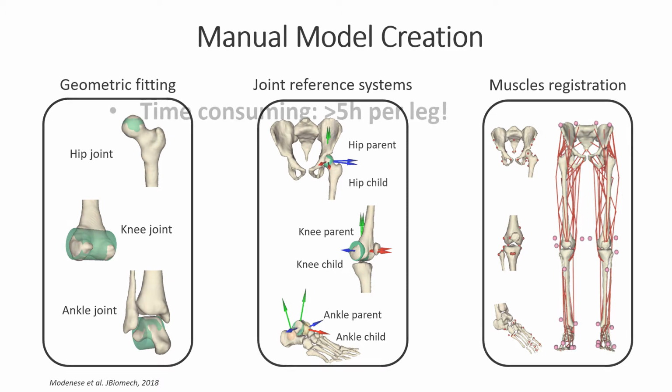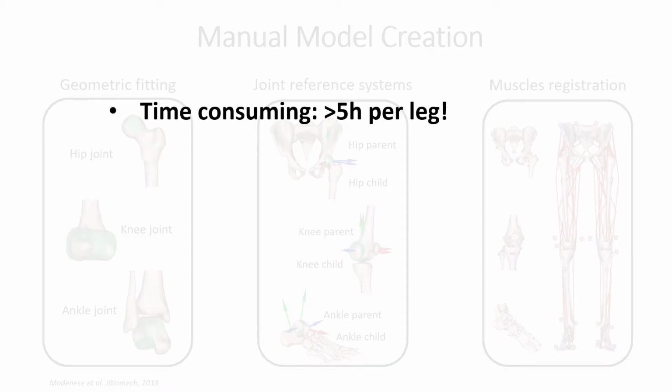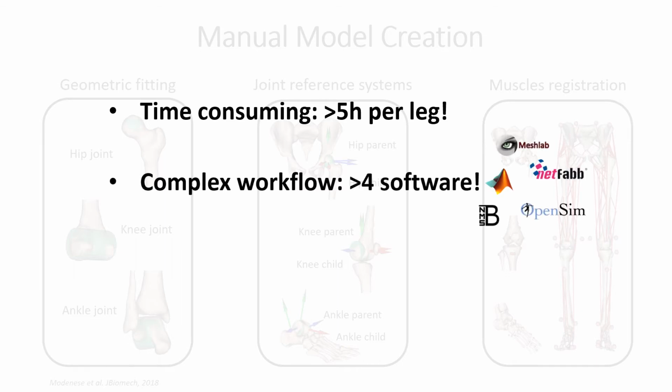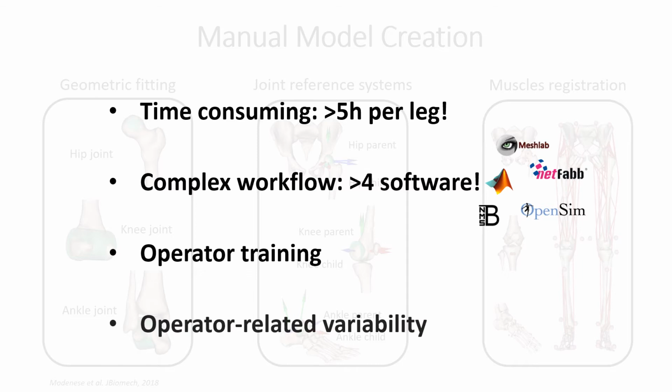In particular, this approach is time-consuming, as it requires around 5 hours to generate a single leg model. It also consists of a complex workflow using 4 different software plus MATLAB, and because of that, it requires operator training in order to be executed. Finally, there are still certain operations such as the selection of articular surfaces that are manual, and therefore there is an operator-related variability in the produced models.